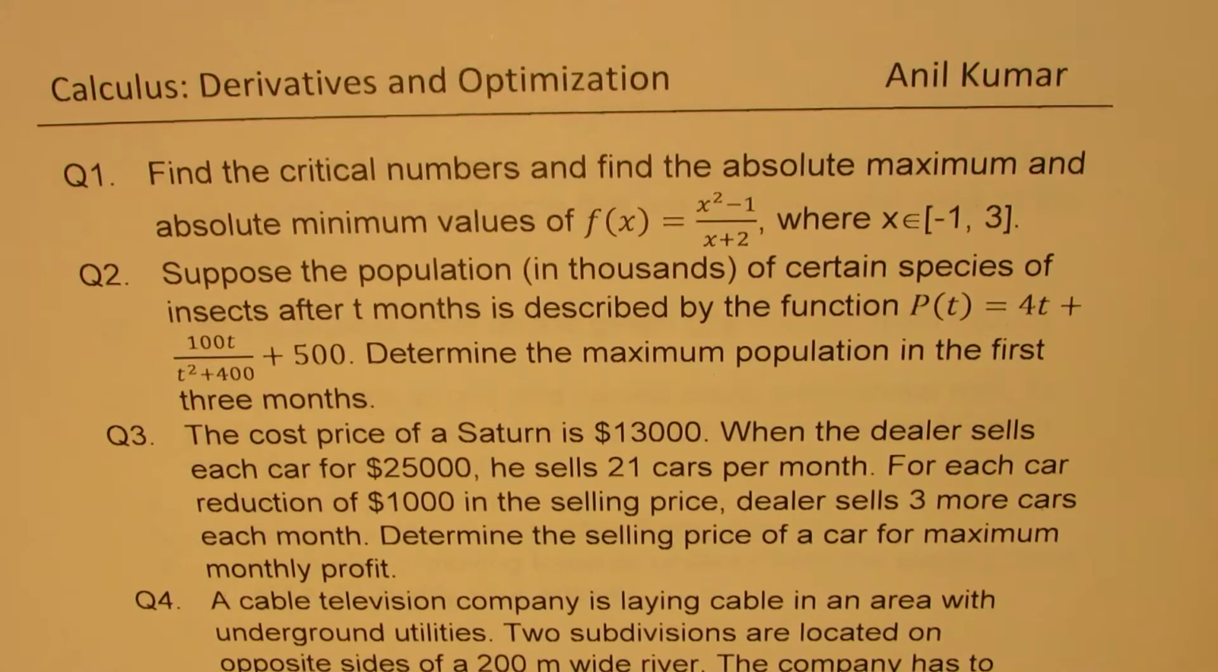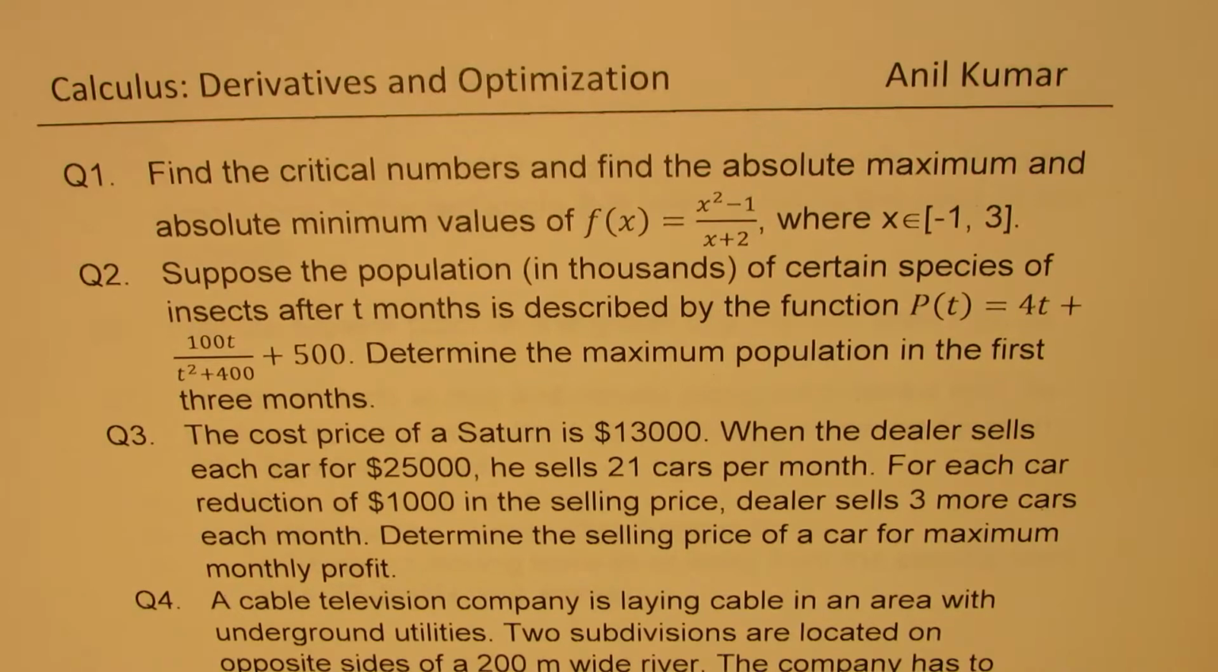Question 3. The cost price of a Saturn is $13,000. When the dealer sells each car for $25,000, he sells 21 cars per month. For each car reduction of $1,000 in the selling price, the dealer sells 3 more cars each month. Determine the selling price of a car for maximum monthly profit.